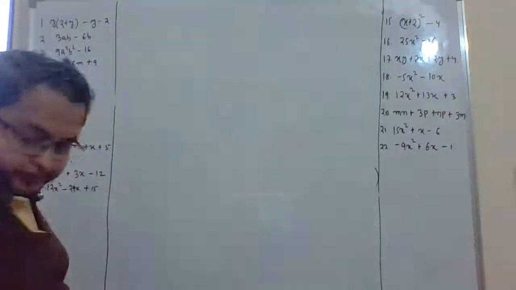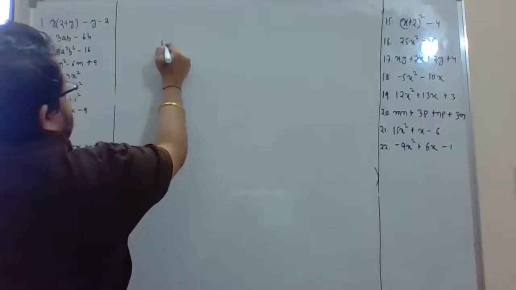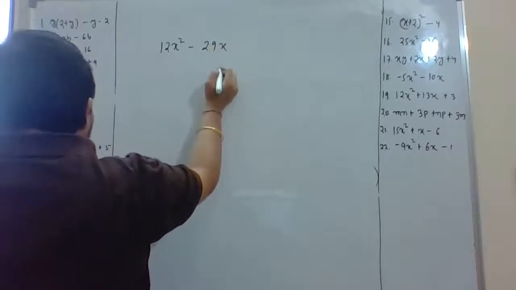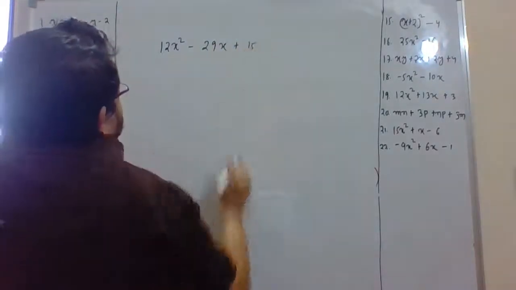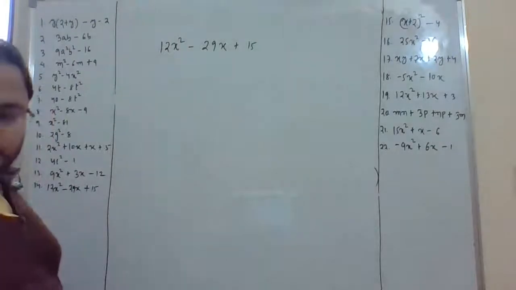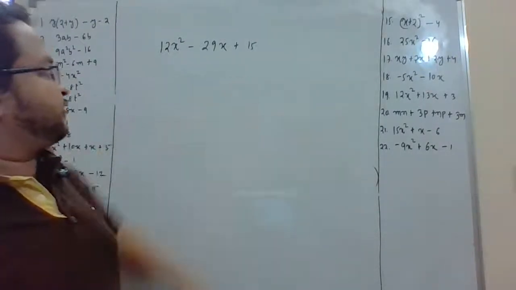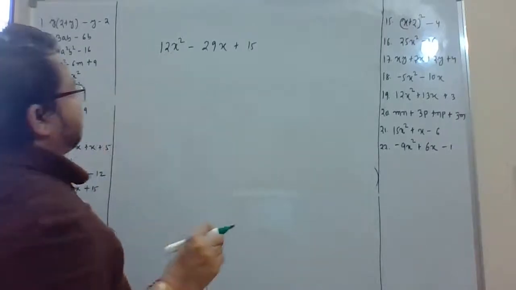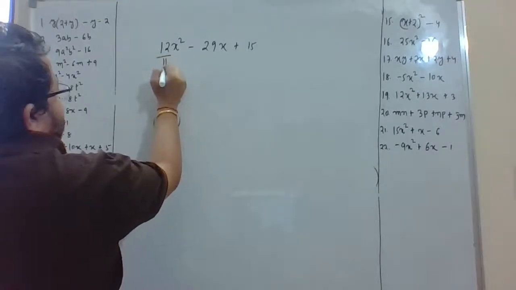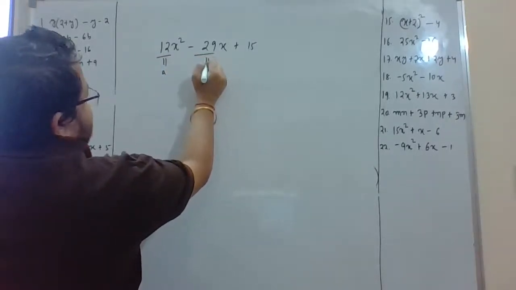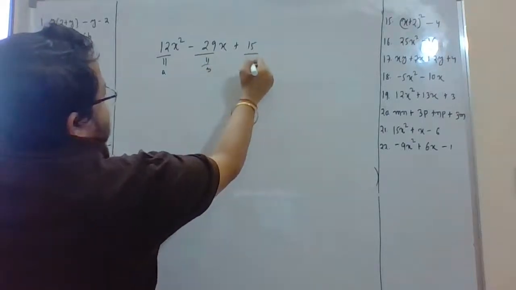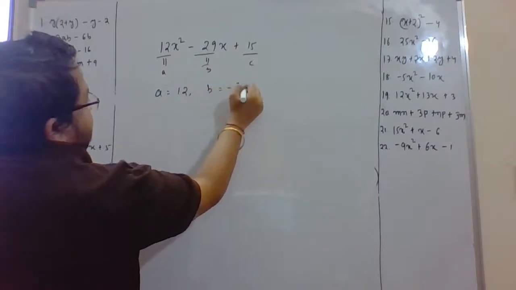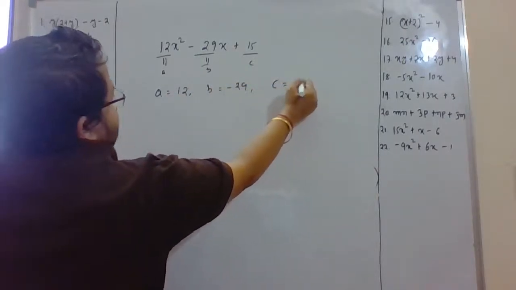Okay, so that is 12x squared minus 29x plus 15. 12x squared minus 29x plus 15, right? So here we directly understand that we have to use middle-term splitting. Take this one as A, minus 29 is B, and 15 is C. So A is 12, B is minus 29, and C is 15.